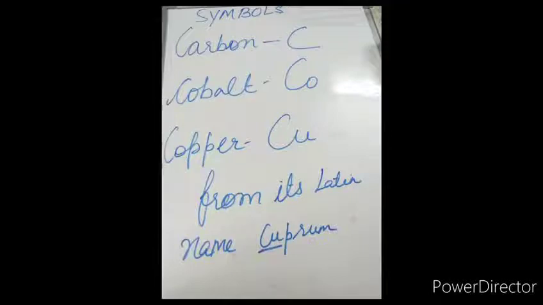So must every element have the symbol C? No, it's not possible. Now carbon begins with C. Its symbol will be C. Right? Cobalt's first alphabet is C, but we cannot write it as C because carbon already has the symbol C. So now we are going to take the first alphabet C and the second alphabet O, and the first alphabet will be capital and the second alphabet O will be taken as small. So we are going to write capital C and small o for cobalt.